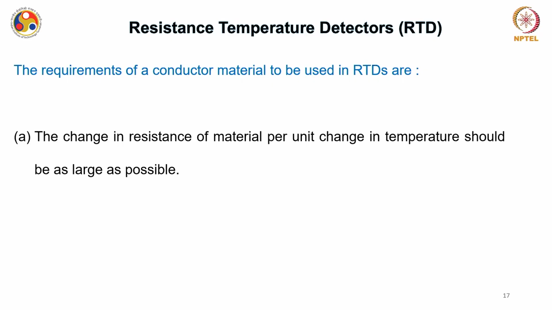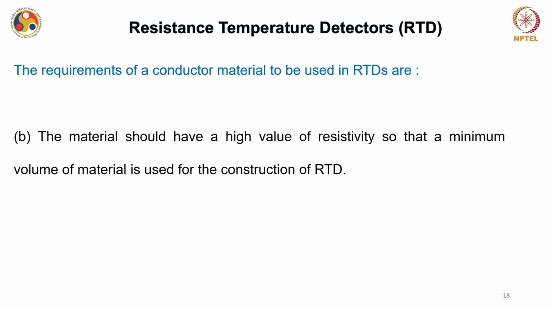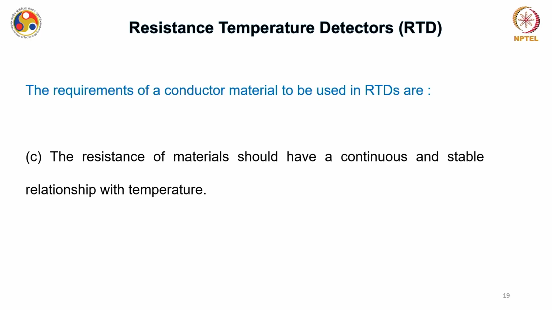The first requirement is that the change in resistance of the material per unit change in temperature should be as large as possible. This is desired to have better sensitivity and better response. The material should have a high value of resistivity, so that a minimum volume of material is used for the construction of the RTD. And the third requirement is that the resistance of the material should have a continuous and stable relationship with temperature, so that its transfer function at least can be predicted.